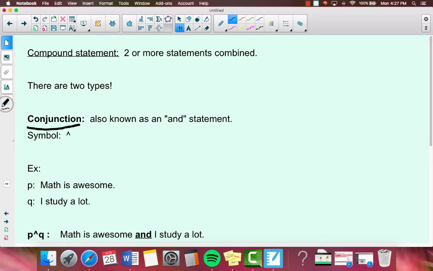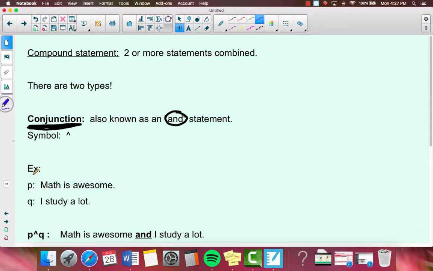The first one is called a conjunction. A conjunction is also known as an "and" statement, and this is really important, because that means we're going to use the word "and" in our sentence. And it does have a symbol. It's like a little caret, the little up arrow.